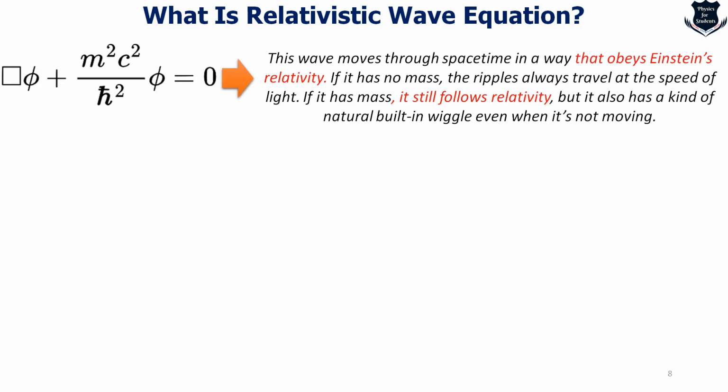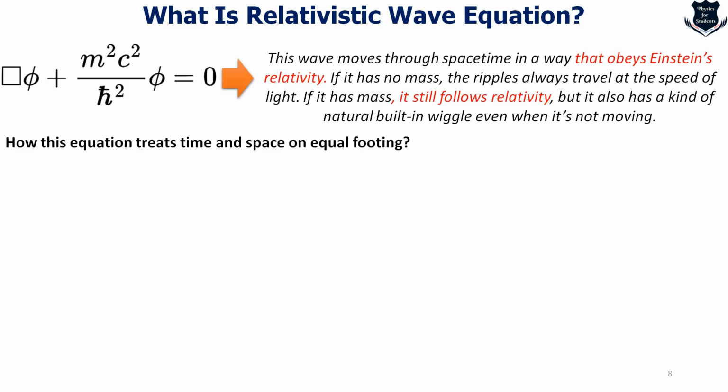This is called the D'Alembertian operator, named after Jean le Rond d'Alembert, a French mathematician, physicist and philosopher. This equation obeys Einstein's relativity. That means if it has no mass, the ripples always travel at the speed of light, and if it has mass, it still follows the principles of relativity.